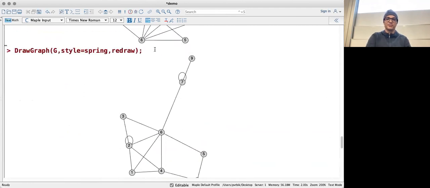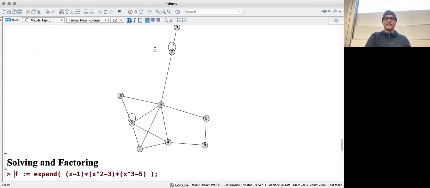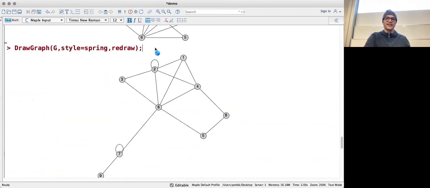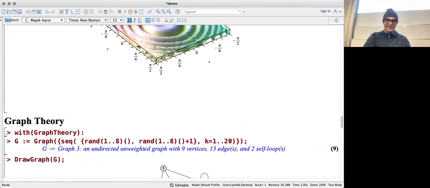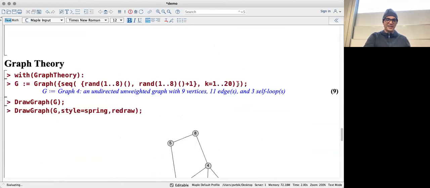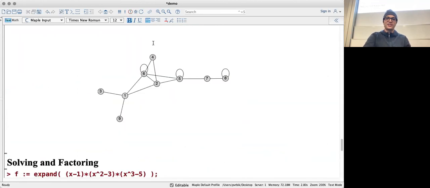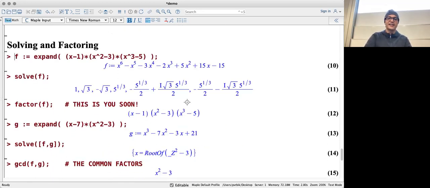This is what the spring system does. And the idea here is that you keep perturbing it until you get something that's nice. Those are kind of ugly. Let's try getting a different random graph. That one's not too bad, right? So this is sort of closer to what you would draw as a human if you were trying to draw a nice graph. And of course, these export to some stuff that are quite nice.